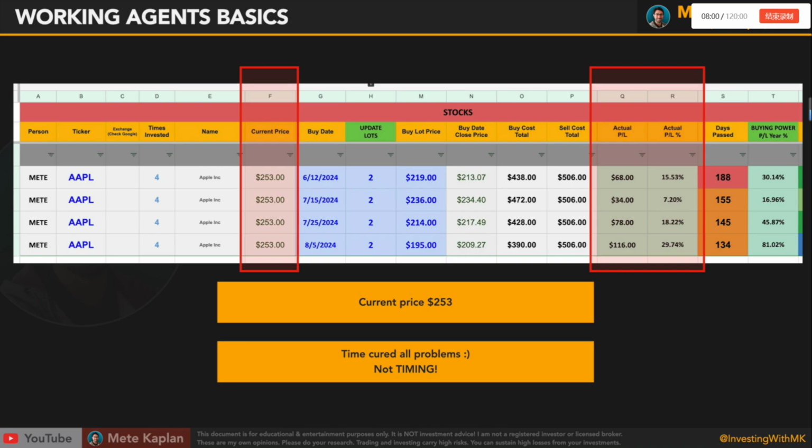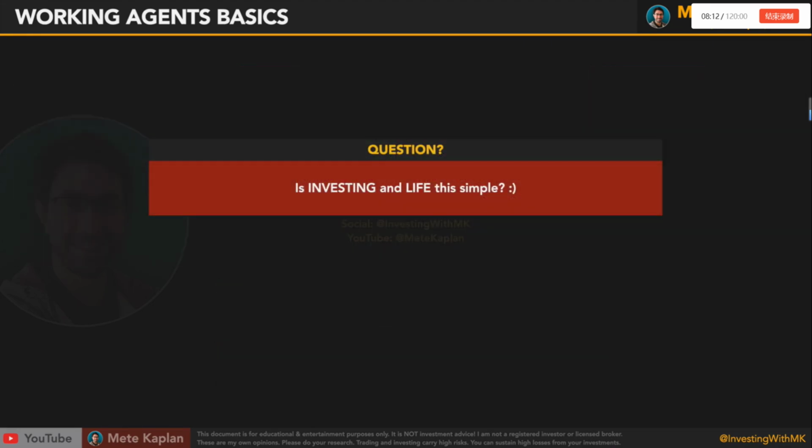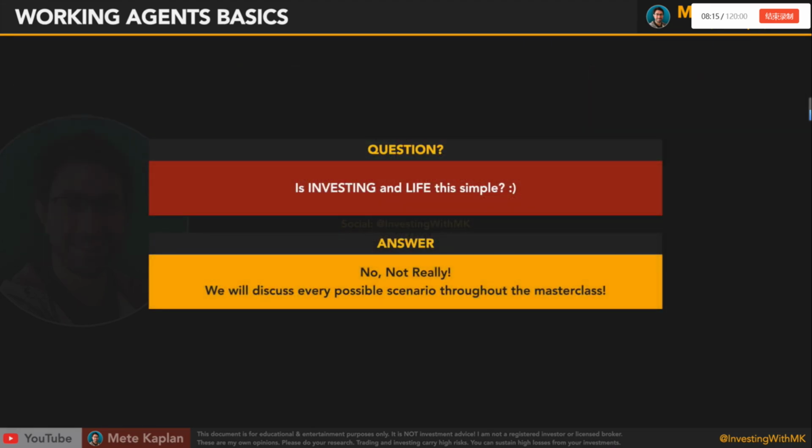What I try to show you here is that if we look at our investments on an individual level, we will see many different things compared to cost averaging. Of course, I know, is investing this easy and simple? No, not at all. But do not worry, we will talk about everything in this masterclass program.